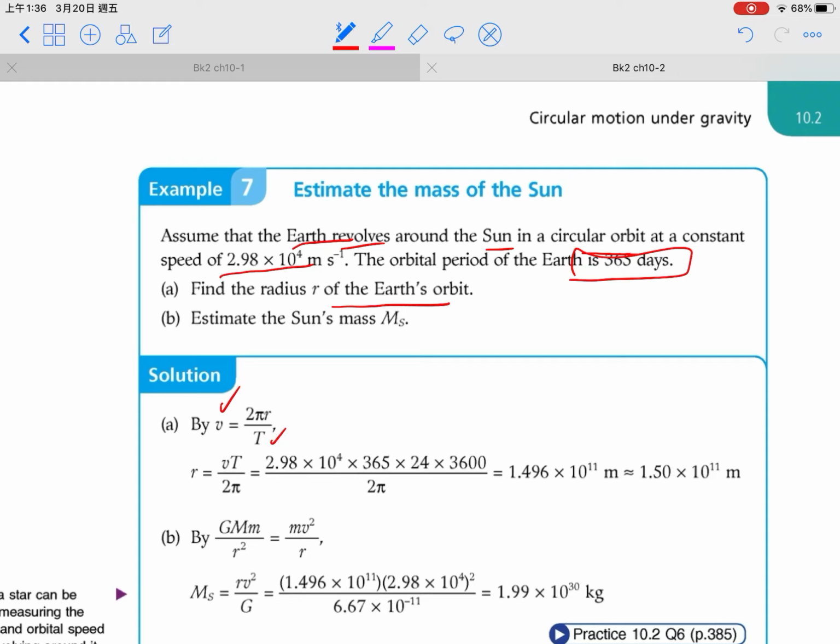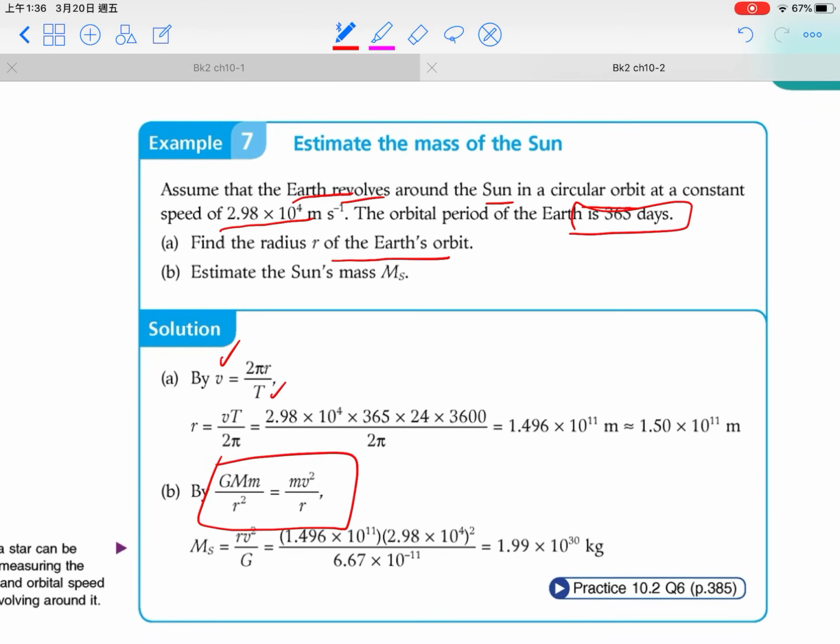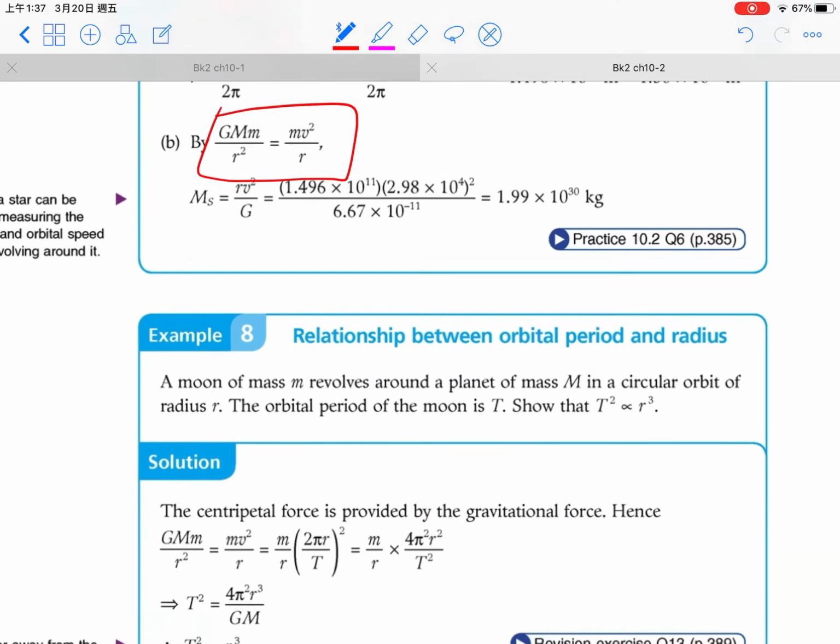Now we know T, and then we can find v. You have learned this in chapter 9, circular motion. Distance is the circumference of the orbit, so it's 2 pi r, over T will be the speed. Estimate the Sun's mass. So we can use the equation directly: GMm over r squared equal to mv squared over r. So we can find out the Sun's mass.